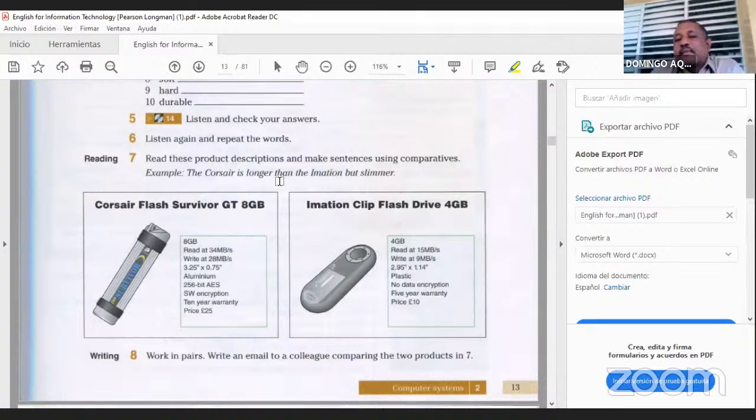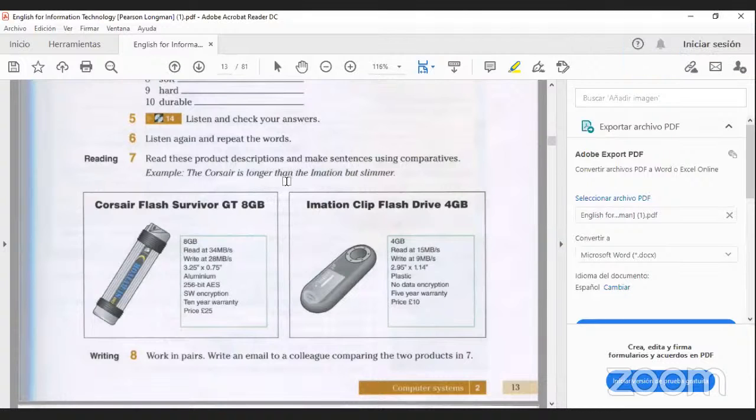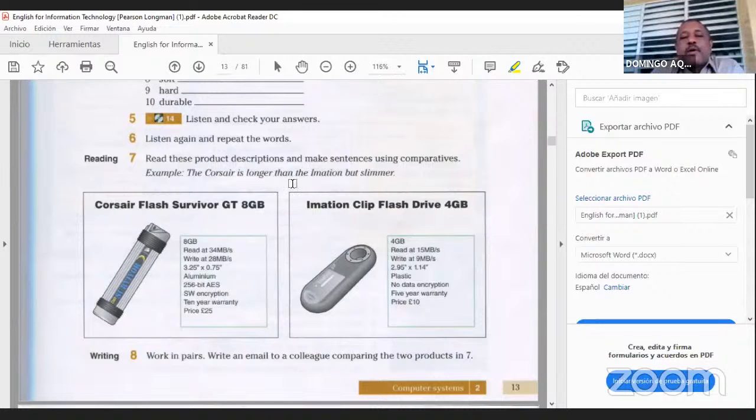You see what is? Then. Corsair is longer than the immersion. It's better than the immersion. Okay. And if you say read at 34 megabyte per second, read at 50 megabyte per second, what is the adjective for that characteristic?